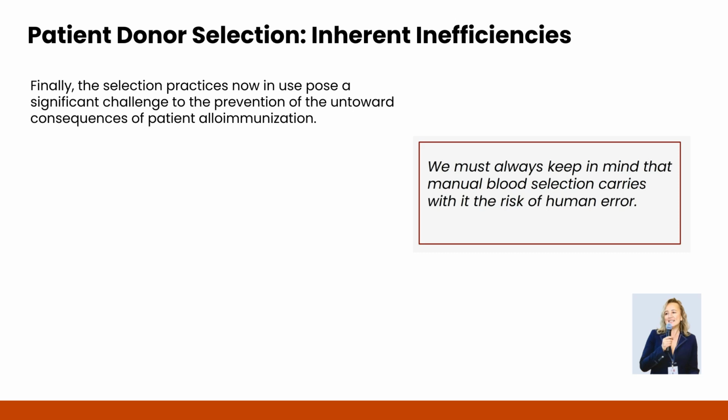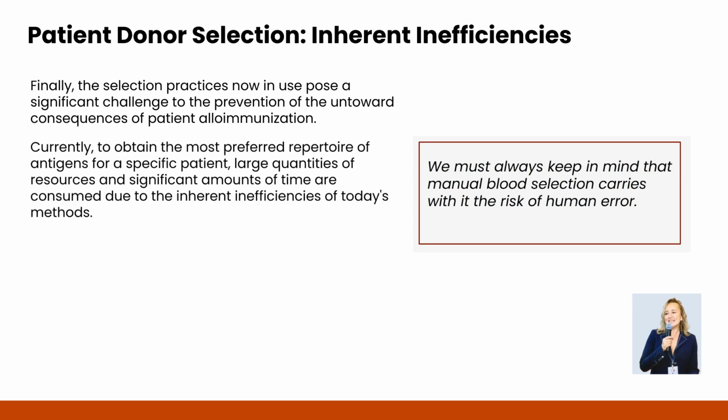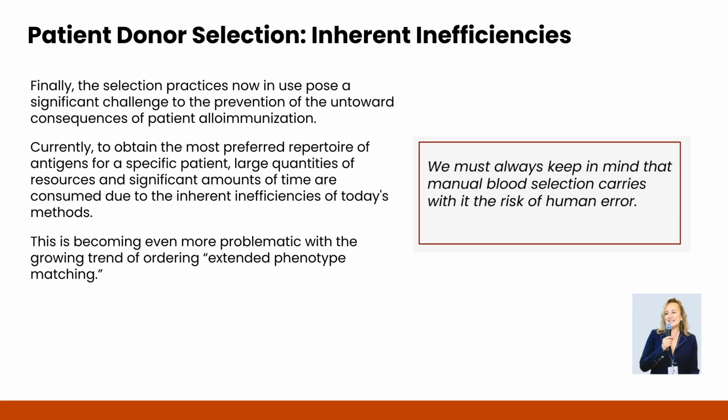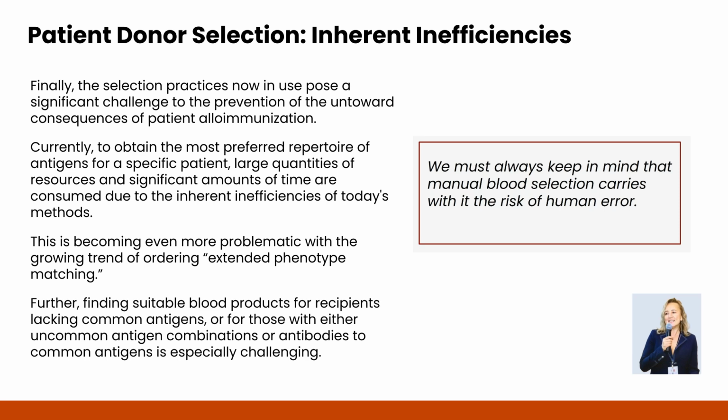Finally, what factors make RBC selection by phenotype difficult? The selection practices now in use pose a significant challenge to the prevention of the untoward consequences of patient alloimmunization. Currently, to obtain the most preferred repertoire of antigens for a specific patient, large quantities of resources and significant amounts of time are consumed due to the inherent inefficiencies of today's methods. This is becoming even more problematic with the growing trend of ordering extended phenotype matching. Further, finding suitable blood products for recipients lacking common antigens, or for those with either uncommon antigen combinations or antibodies to common antigens, is especially challenging.